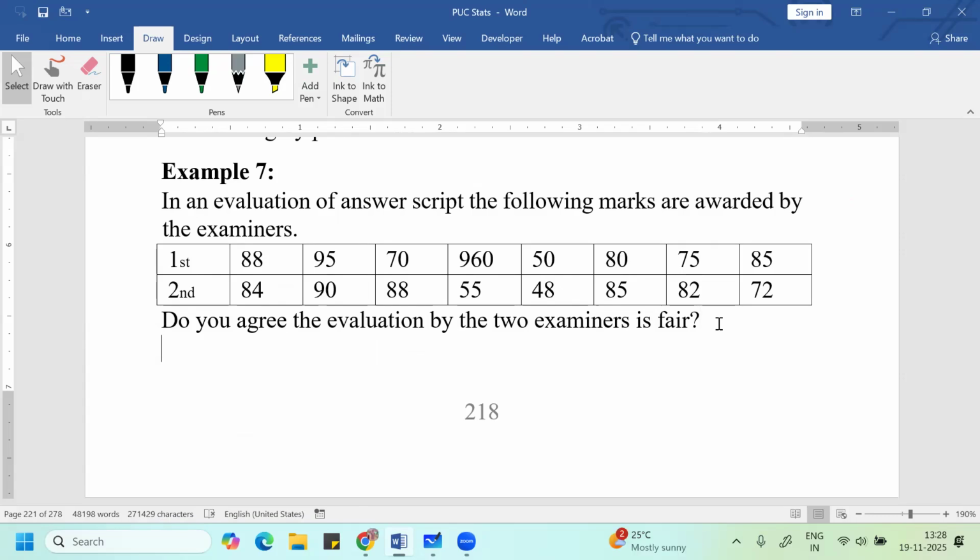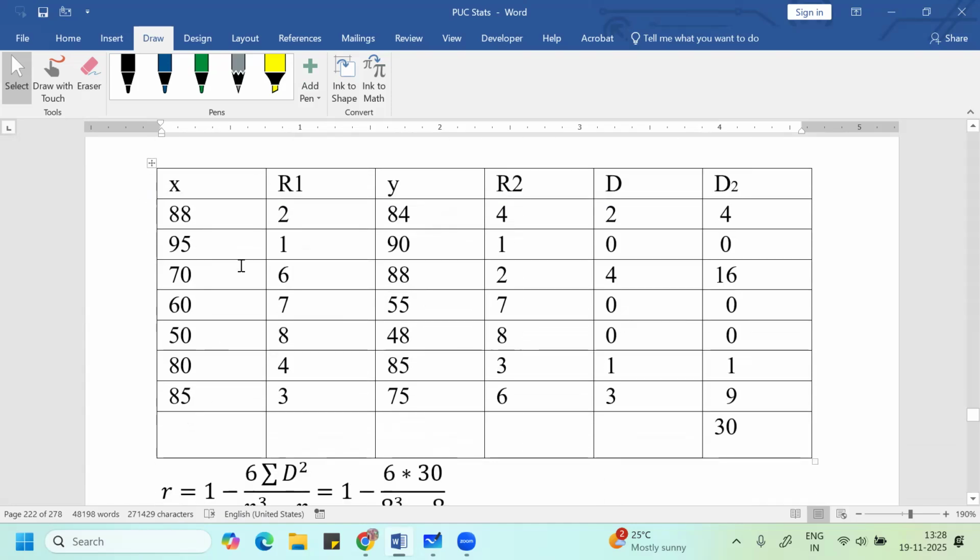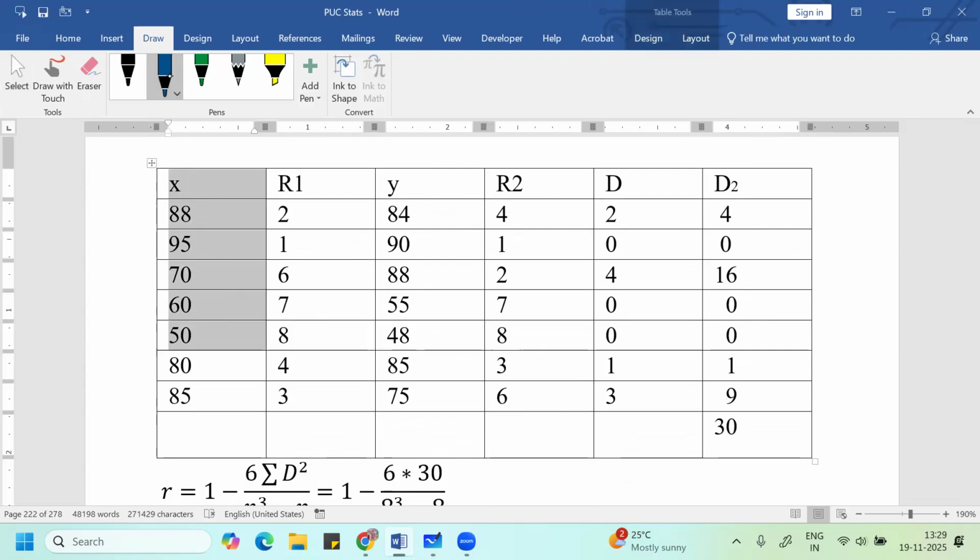There should be a very high correlation between them. If the correlation is low between them, then you cannot be sure about this fact. So again, this data I have given the rank. Whatever these values are, we gave rank to these values.